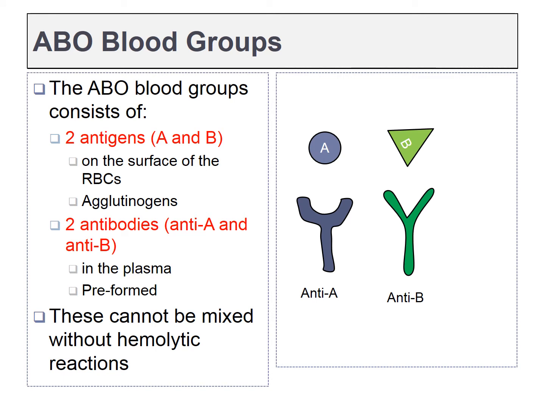A person's red blood cells can have 0, 1, or both of the surface antigens. Found in their plasma would be the exact opposite antibodies, which means that somebody with type A blood does not have anti-A antibodies.